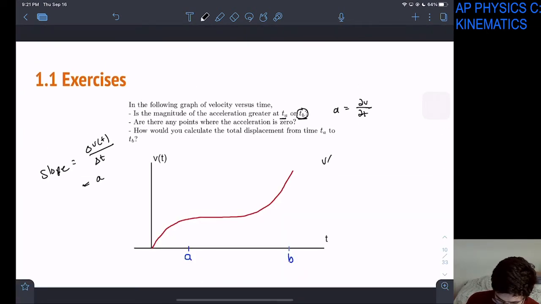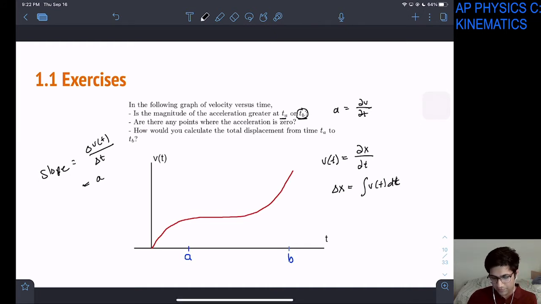Velocity is equal to the derivative of position with respect to time. That means our change in position, our total displacement, is going to be the integral of velocity. This is just from the fundamental theorem of calculus. We can rearrange and integrate both sides, essentially. So the total displacement is basically the area under this curve.